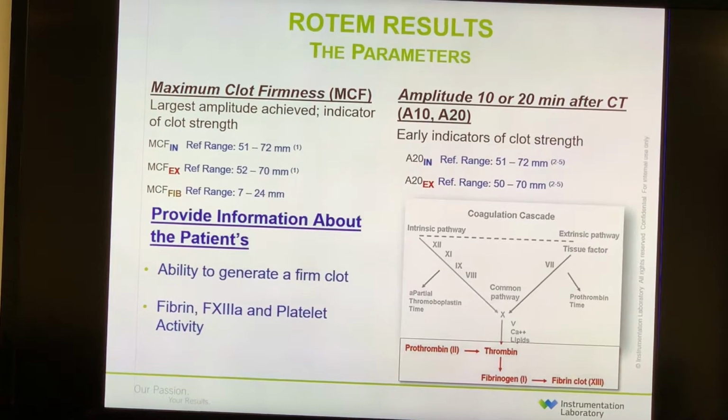The next parameter that generates is your A10. So you have your CT, then your CFT, and then your A10 generates. And your A10 is amplitude 10 minutes after your CT time. So if your CT time is 120 seconds, your A10 generates at 12 minutes of runtime, and your A10 will have a strong correlation to your maximum clot firmness. So these two parameters are essentially telling you how strong is that clot. Can I rule in, rule out fibrin?